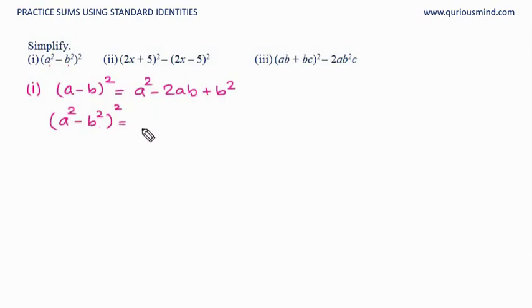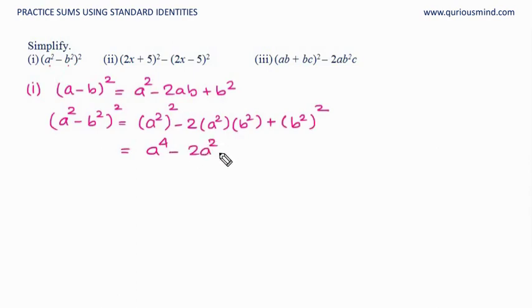a is a square, so a square's square, minus 2. a is again a square. b is here b square, plus b square. b is actually b square here, so b square's square. And that is going to be a raised to 4 minus 2 into a square b square plus b raised to 4. That is our first one. Let's do the second one.